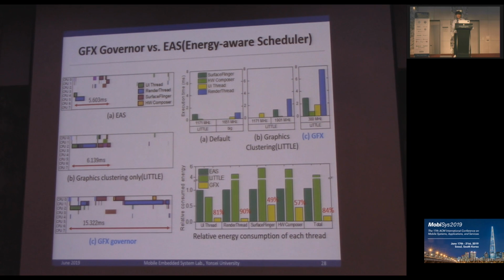And we also evaluated whether GFX Governor is effective in devices in which energy-aware scheduling is enabled. Energy-aware scheduling is the state-of-the-art CPU power management technique which combines the CPU scheduler with the CPU DVFS governor, and figure A shows the trace of the EAS-enabled system, and the frame rendering time is earlier than the deadline, and although only the little cluster is used, the frame rendering time is still earlier, and after using our GFX governor, the frame rendering time is delayed near the deadline, and this can lead to the energy reduction.